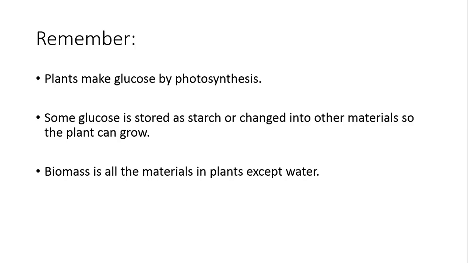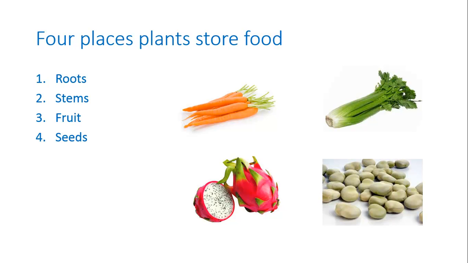So I need you to remember from last unit that plants make glucose by photosynthesis. Some glucose is stored as starch or changed into other materials so the plant can grow. And biomass is the material in plants except water. So 4 places plants store food are roots, stems, fruits, and seeds. If you take a look at the pictures on the right, you should be able to identify which of these is a root, stem, fruit, and seed.